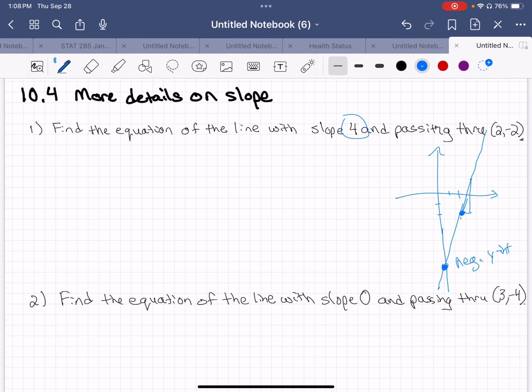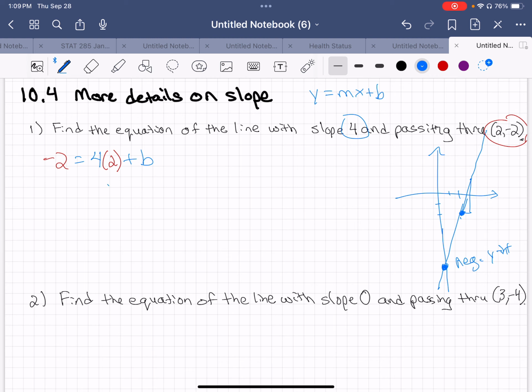So we have my basic y equals mx plus b. I'm plugging in 4 for the slope, so then I have y equals 4x plus b, and then I'm taking my (2, -2) and plugging that in for x and y. So x is 2 and y is -2. That's how I can set up my equation to solve for the y-intercept. Put in my slope, put in my point, and now let's solve.